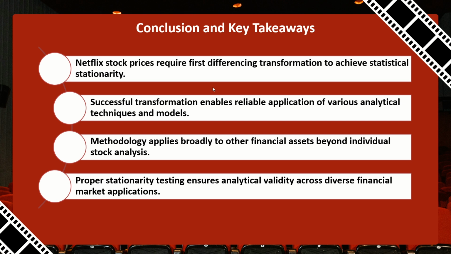In the conclusion slide, I have provided the comprehensive analysis that demonstrated that Netflix stock prices require first differencing transformation to achieve statistical stationarity, transforming the ADF statistic from minus 1.813, that is non-stationary, to minus 14.242, that is highly stationary. This is a successful transformation that enables reliable application of various sophisticated analytical techniques and forecasting models. This methodology applies broadly to other financial assets beyond individual stock analysis, ensuring proper stationarity testing, maintaining analytical validity across diverse financial market applications and investment strategies.